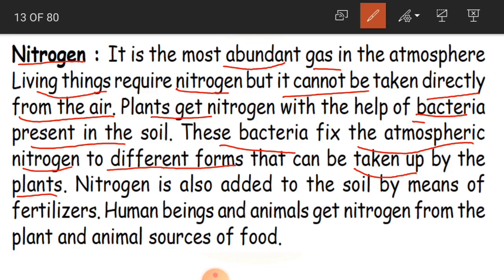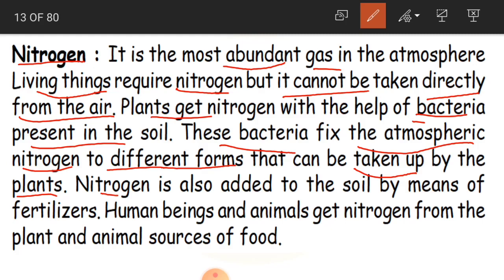Okay, and when plants absorb nitrogen, what happens? They are going to give us a good crop. Crop in the sense anything, whether it may be a vegetable, a fruit, or a flower, whatever it is, it gives us a good crop.